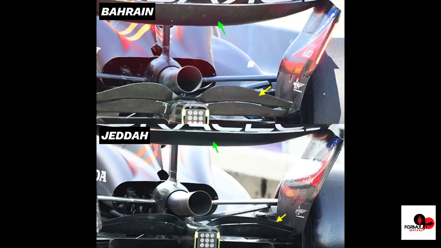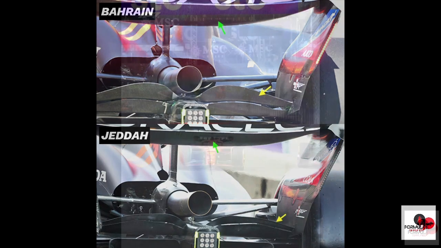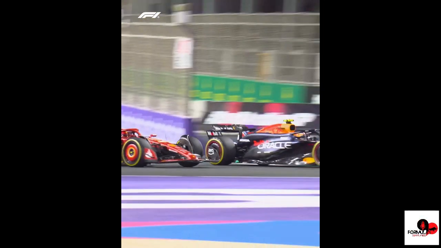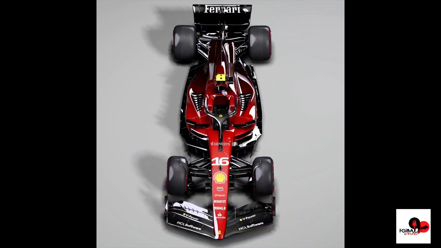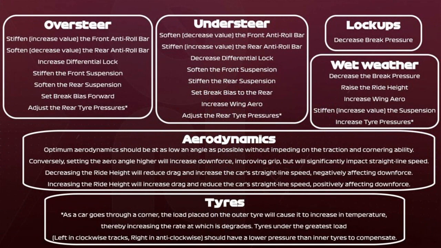Well, the RB20 maximized their package by having the least setup compromises without sacrificing their straight line speed and cornering abilities. One of the common terms used in F1 is balance. It refers to the grip levels of the front and rear axles of the car. The net result of the two axles will produce a car characteristic that is either understeery or oversteery.